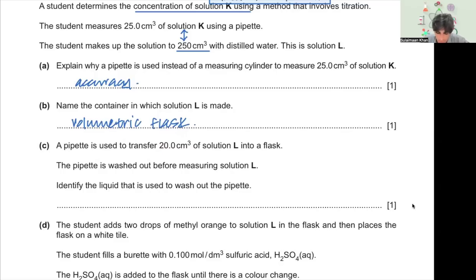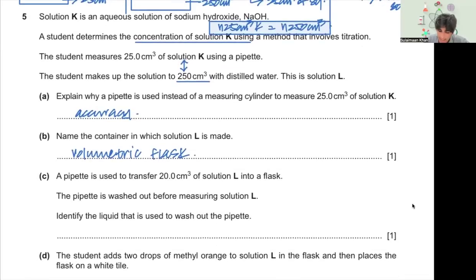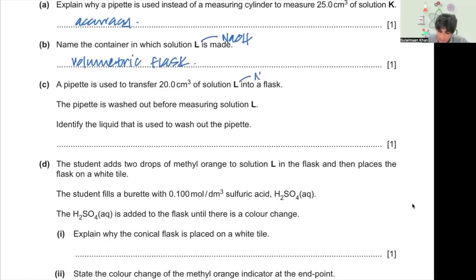अच्छा वो कहते हैं a pipette is used to transfer 20 cm cube of L into a flask. The pipette is washed out before measuring solution L. अच्छा वैसे solution L क्या है? That's basically 250 cm cube बना K का, इसको dilute किया और अब इसमें से 20 cm cube निकाला. Remember, write it for yourself. What is L? L is sodium hydroxide. What was K? K was also sodium hydroxide, because you may get थोड़ा सा brain fog कभी कभार, तो इसलिए लिखा करें. That's sodium hydroxide.